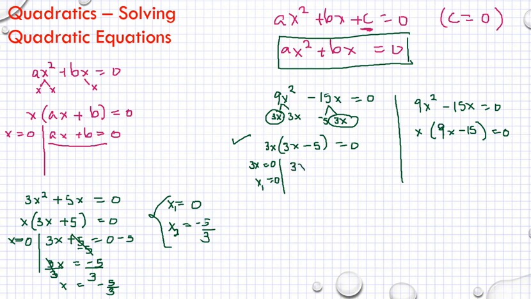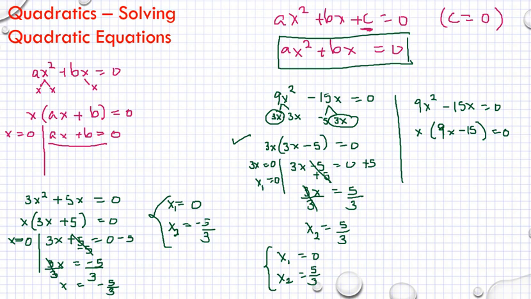Then we have 3x minus 5 is equal to 0. We don't need 5 there, so we add 5. Then we have 3x is equal to 5, divided by 3, and x is equal to 5/3. So that's our x sub 2. So x sub 1 is equal to 0, x sub 2 is equal to 5/3.